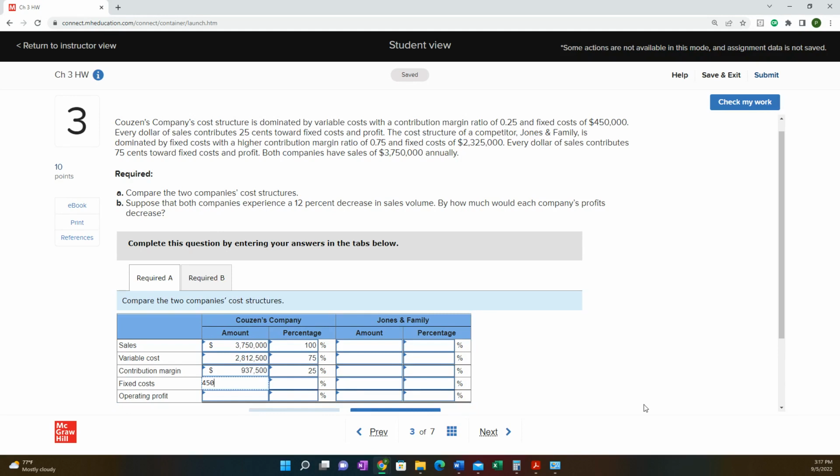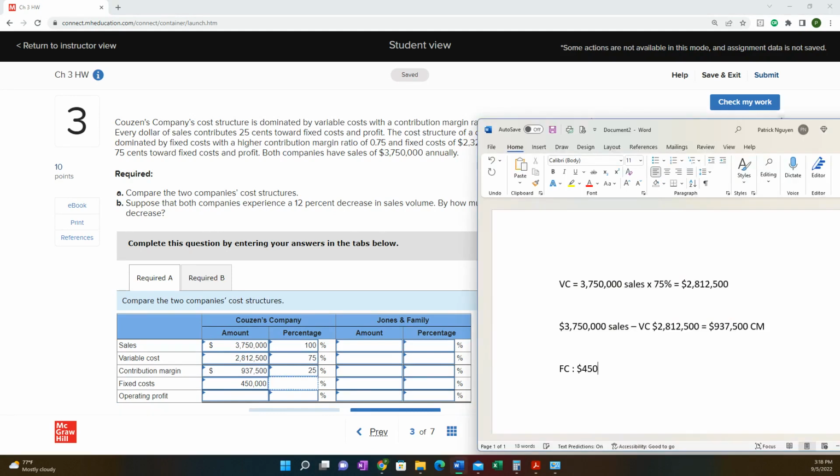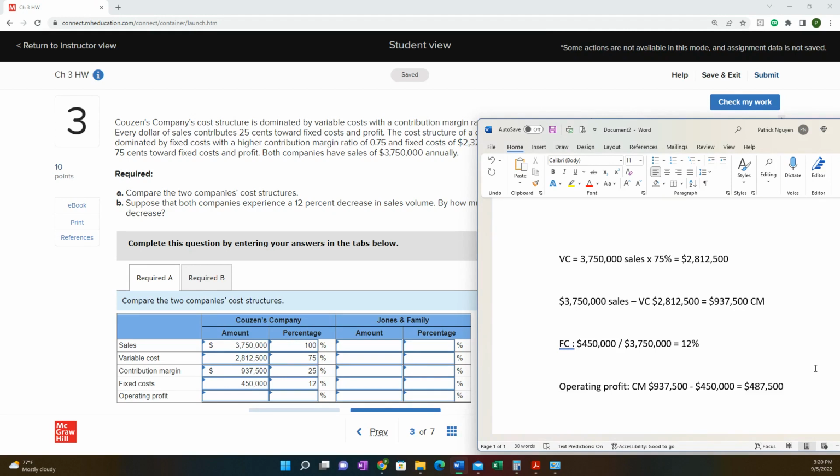So $450,000 divided by $3,750,000 equals 12%. So our operating profit is the contribution margin of $937,500 minus our fixed cost of $450,000 equals $487,500. And then to calculate the percentage, we do $487,500 operating profit divided by total sales equals 13%.